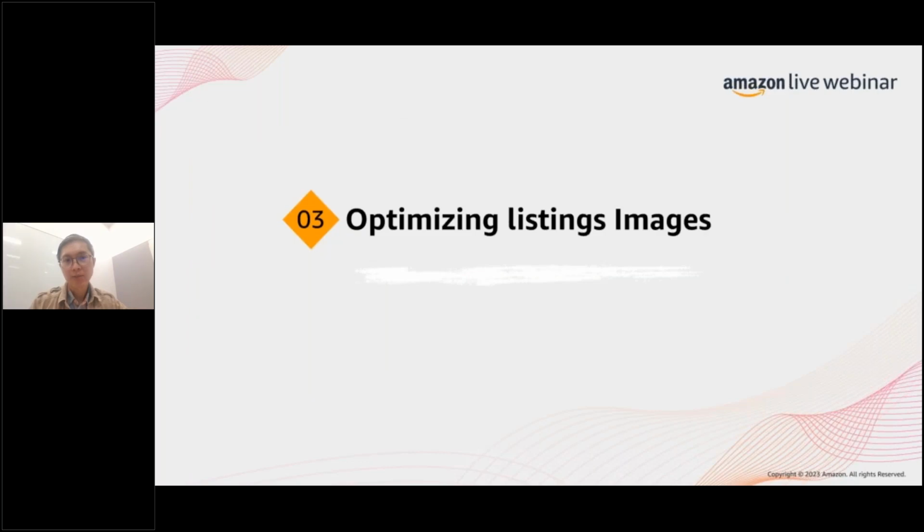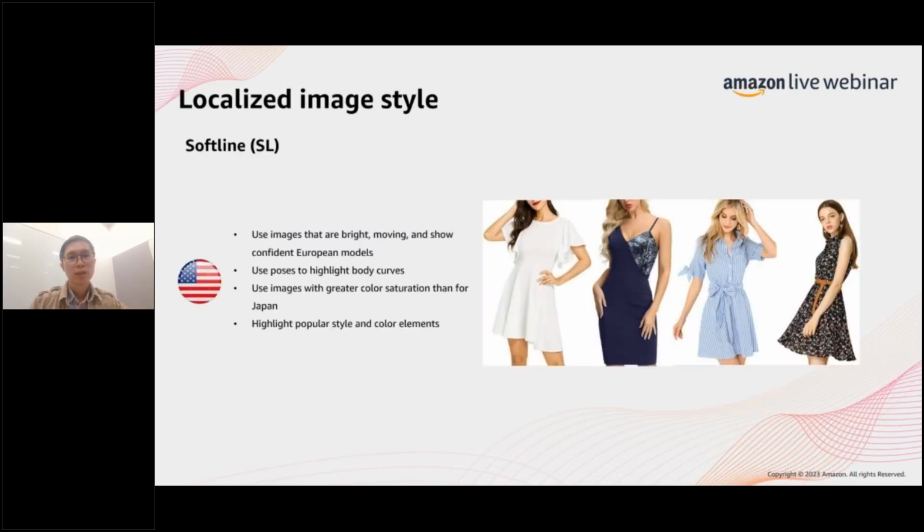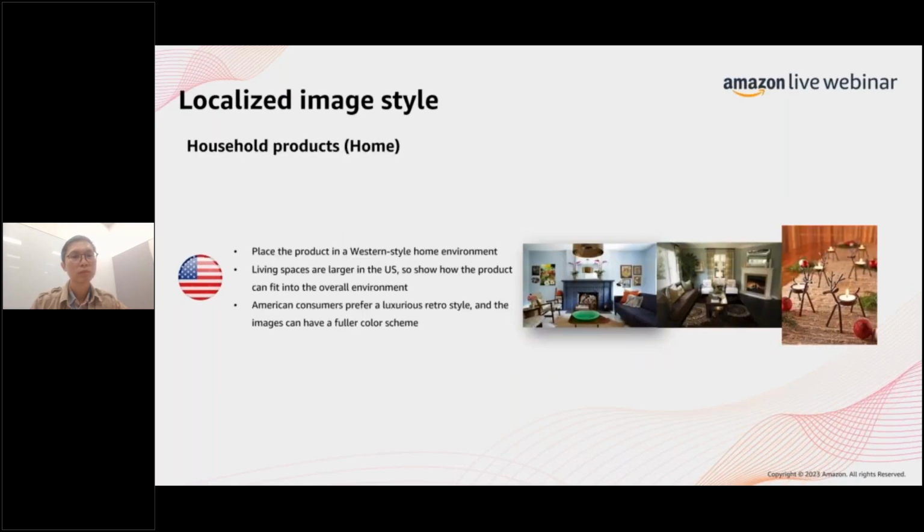Right, the last part is regarding the listing images. Again, you know that the main image has to be pretty standard, right? You need to have a white background, etc. But for the other alternative images, you can actually be a lot more creative. Just to share a few. For example, for household products, in your alternative images you can put in scenes like this to showcase how your product will look in a different setting or environment.